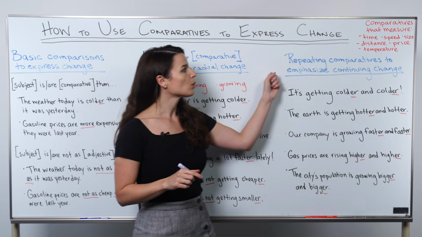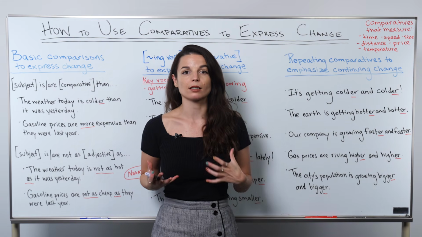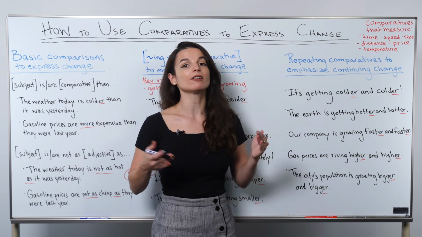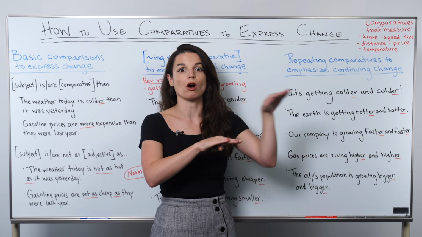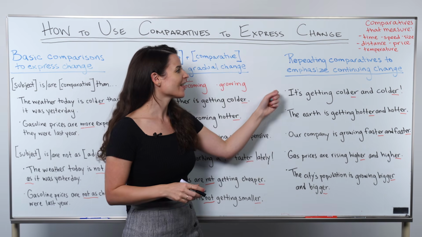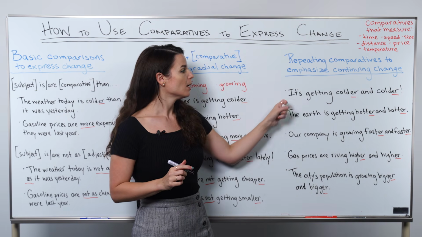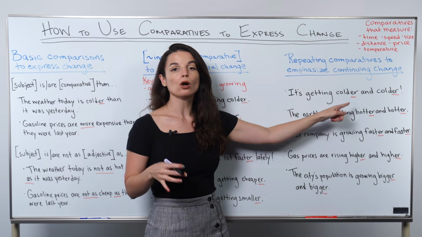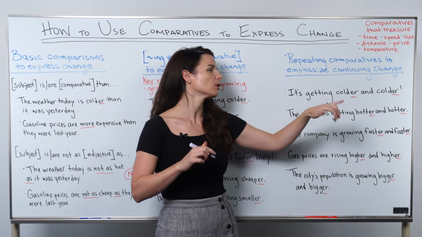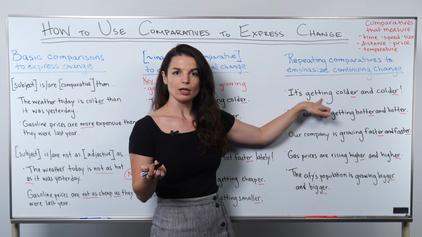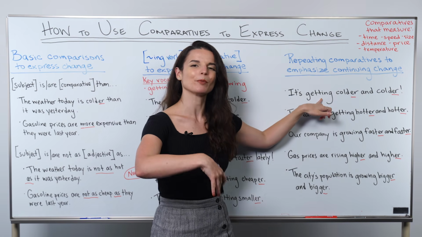So in part 3, we're going to look at how we repeat our comparatives to emphasize continuing change, or to really show that that change is strong. So let's look at our basic examples. First one, it's getting colder and colder. A weather example. We have the same ing here, getting, so becoming, right, but informal.